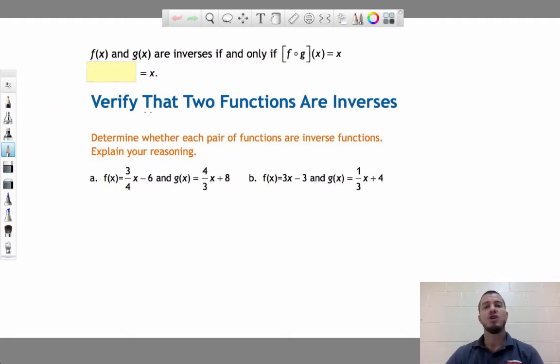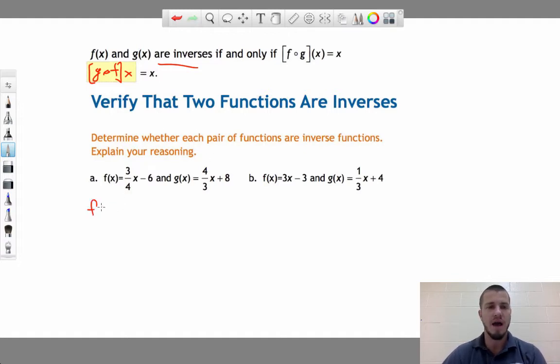So to verify that two functions are inverses, this property says that if f of x and g of x are inverses if and only if f of g equals x and g of f equals x. It's not equal to 0, it's not equal to 1, it would have to equal x. So if you plug one function into the other and it equals x, that means they are inverses. So to determine whether each pair of functions are inverse functions, explain your reasoning.